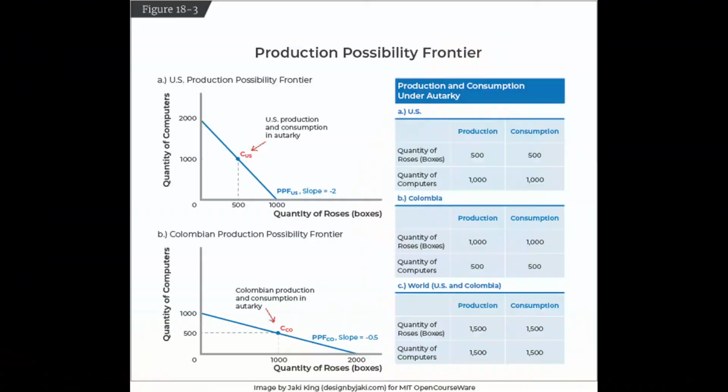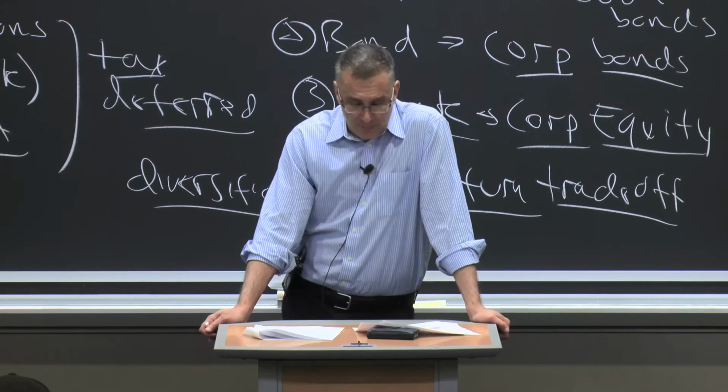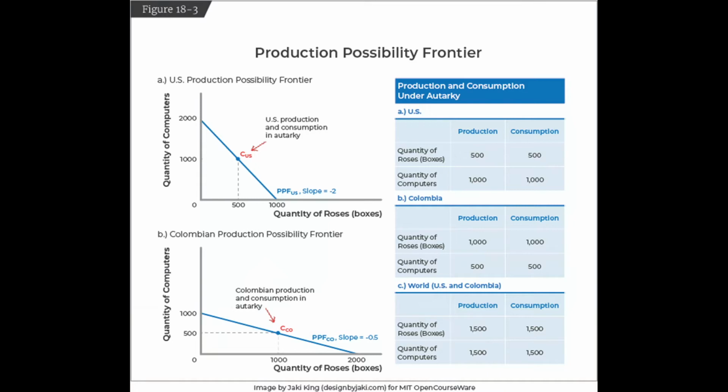What's the outcome? Well, in the US, like I said, we want 1,000 computers and 500 roses. So we'll produce 1,000 computers, and we'll consume 1,000 computers. On the chart on the right, you've got production and consumption. For the US, we'll produce 1,000 computers, consume 1,000 computers. We have to consume what we produce. There's no trade. And same with roses. We'll produce 500, consume 500. Colombia is the flip. So you end up in the world with 1,500 computers being produced and consumed, and 1,500 roses being produced and consumed.